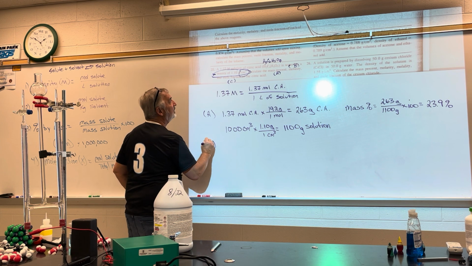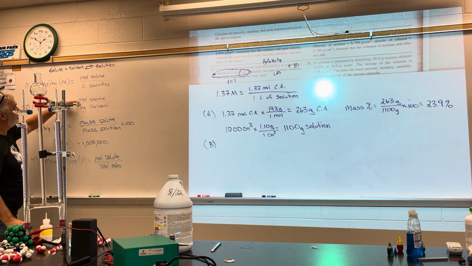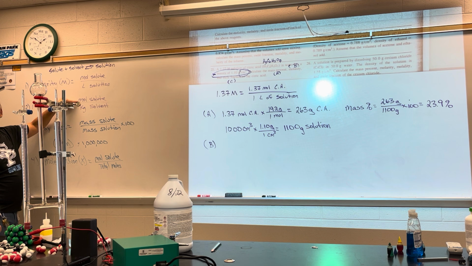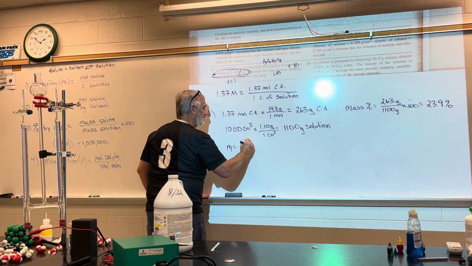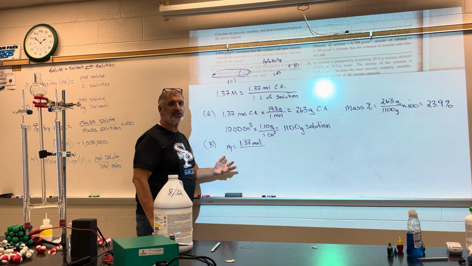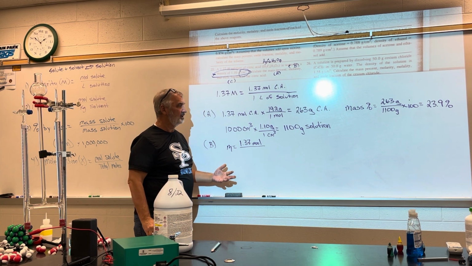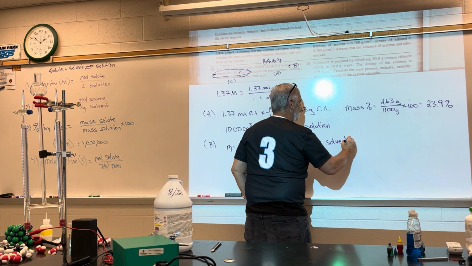So B, we want to get the molality. Well, the molality is moles of solute. Well, do we know moles of solute? 1.37. It's the same as molarity. But I need kilograms of solvent. Well, I can say that the molality is equal to 1.37 moles divided by, how do I get the kilograms of solvent? Well, solvent. What's it going to equal?